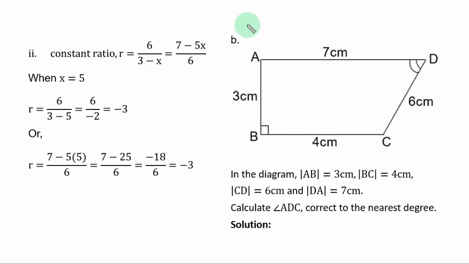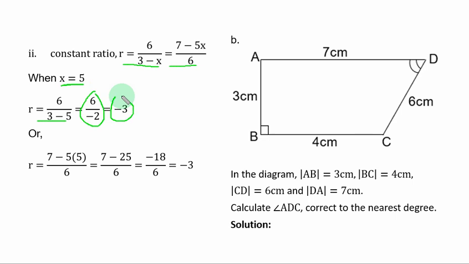Roman figure 2 of question 8a, you are asked to find the common ratio. You can obtain it using this or this. Any part you choose to use, you have the same result. So let's take the first part. When s is equal to 5, you replace s with 5 in the first part, and you have 6 over minus 2, and that is minus 3.